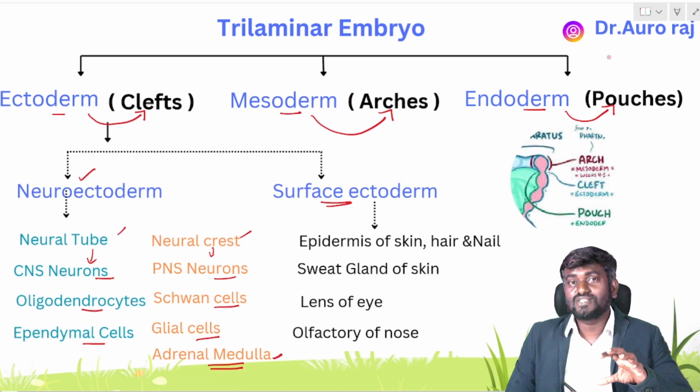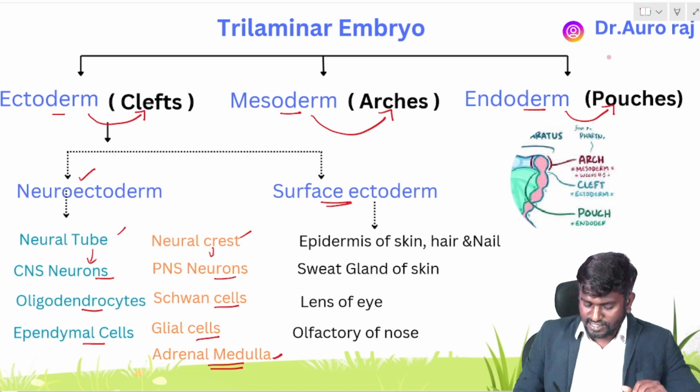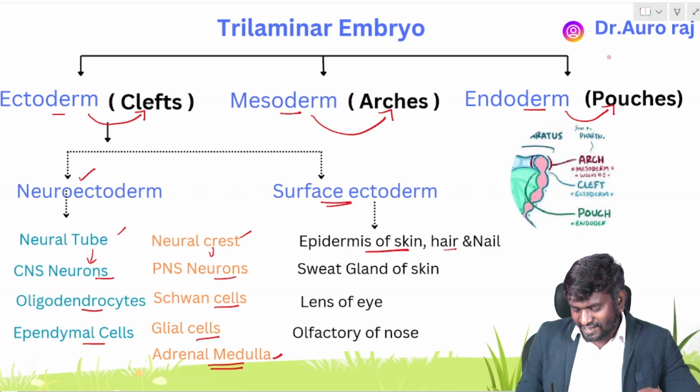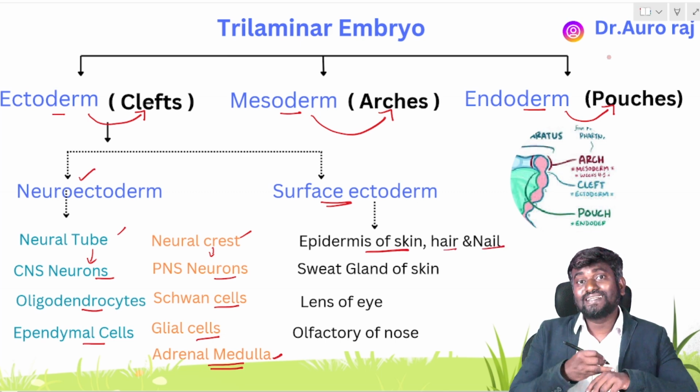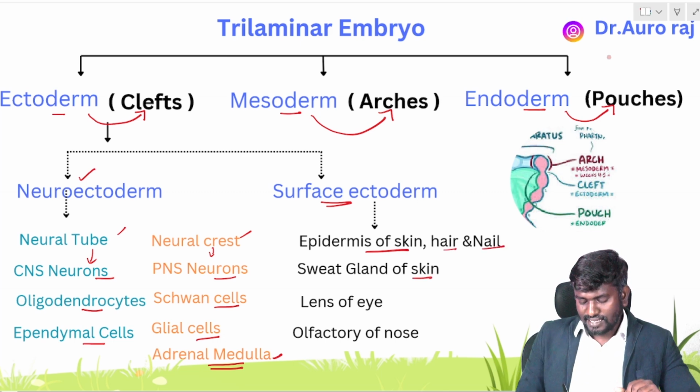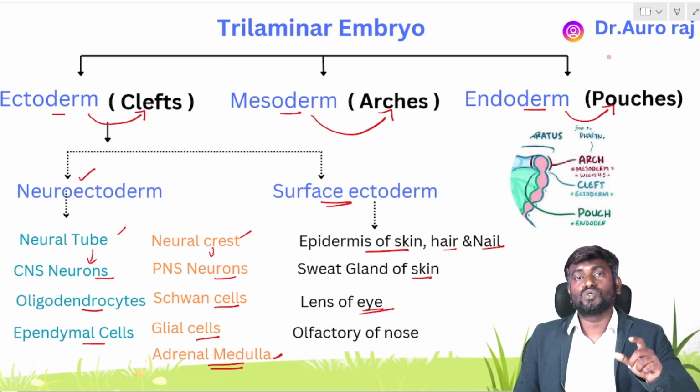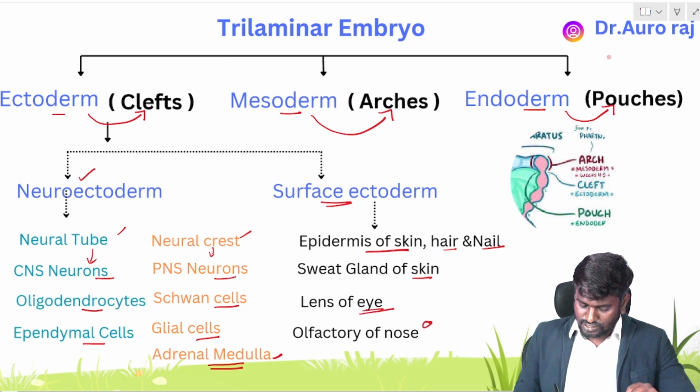The surface ectoderm, surface as the name suggests, is going to give rise to the epidermis of the skin, hair and also nail, sweat glands of the skin, lens of the eye and also olfactory epithelium of the nose. These are all questions which are also being asked.